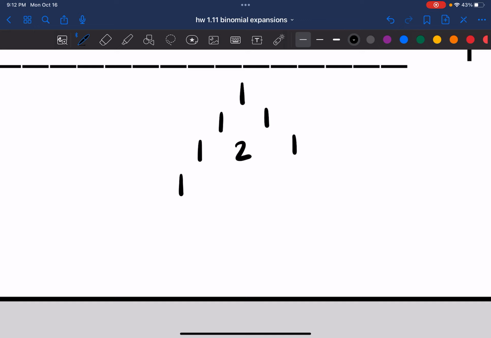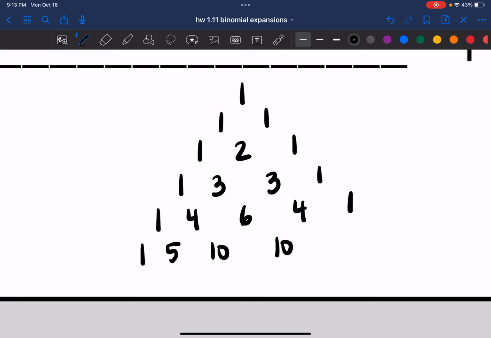Next row I would start with a 1. Adding these diagonals, 1 plus 2 is 3, 2 plus 1 is 3, and then I'd end with a 1. Next row would be 1, 4, 6, 4, 1. Next one is 1, 5, 10, 10, 5, 1. And this would just keep going until whatever you need to expand. I'm just going until I run out of space, but this can go basically forever.